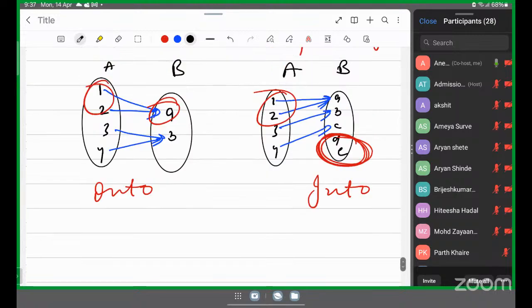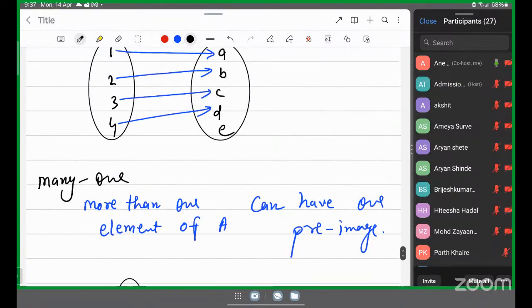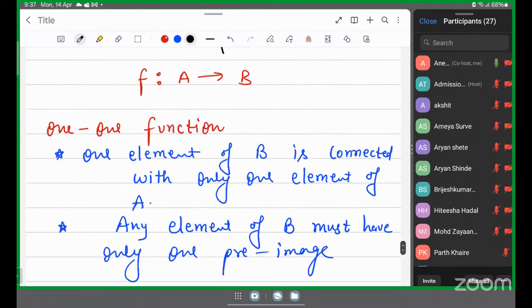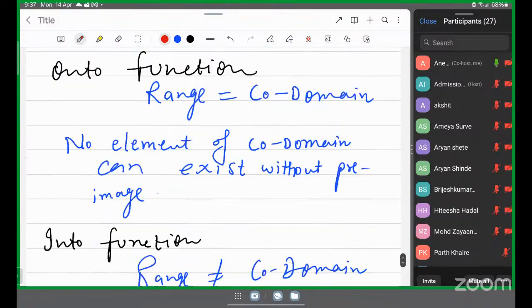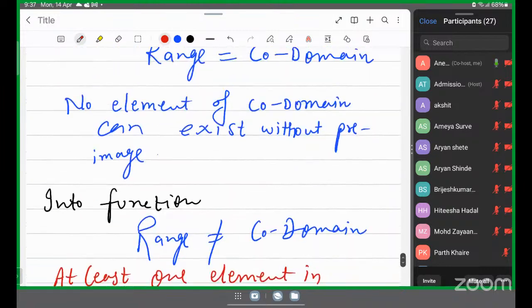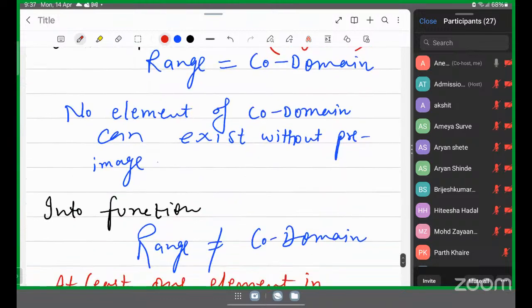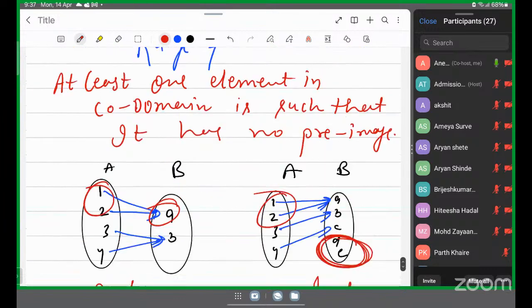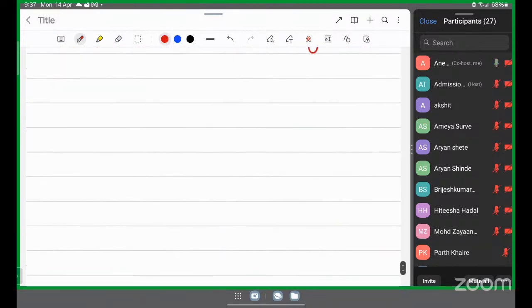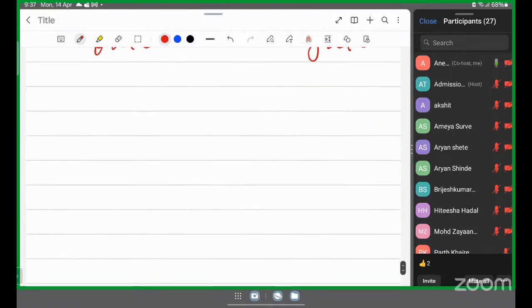One-one function is also known as injective function, and onto function is also known as surjective function. Surjective. Understood? Understood or any doubt?